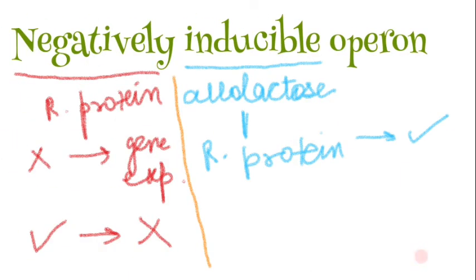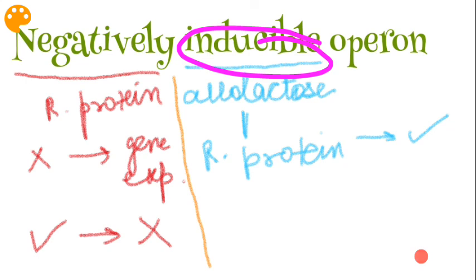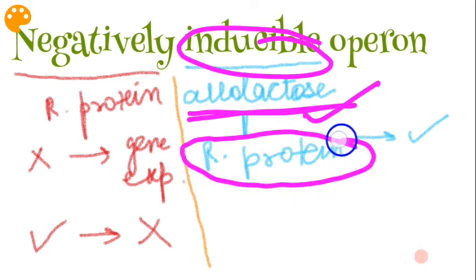Next is negatively inducible operon. Your lac operon is a negatively inducible operon. So what is inducible? Inducible means the operon requires an inducer to become active, and that inducer is your allolactose, right? Lactose automatically converts into allolactose that acts like an inducer. So when this allolactose binds to the repressor protein, then this repressor protein will not bind to the operator. In that case, RNA polymerase will be able to bind to your promoter and gene expression will occur.